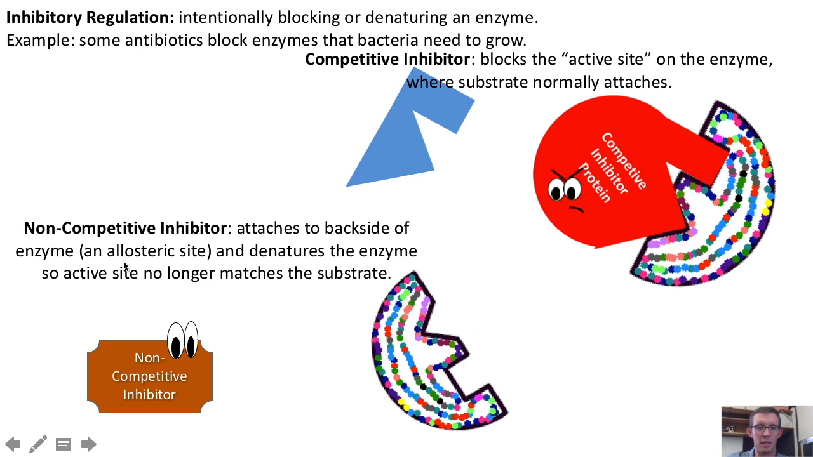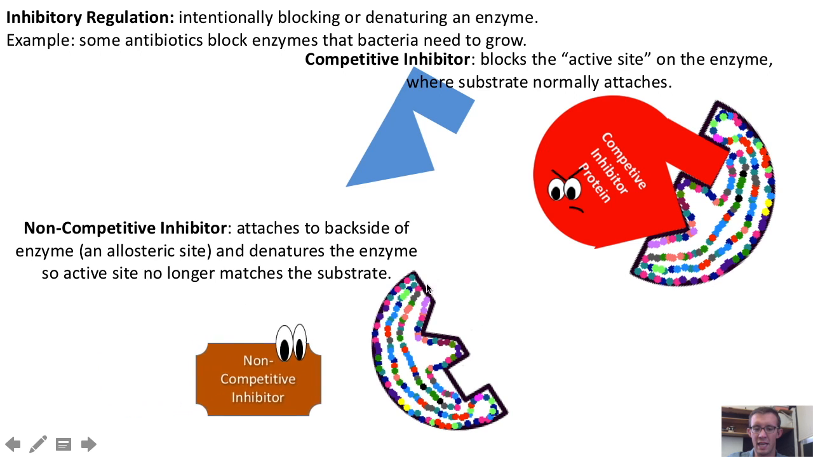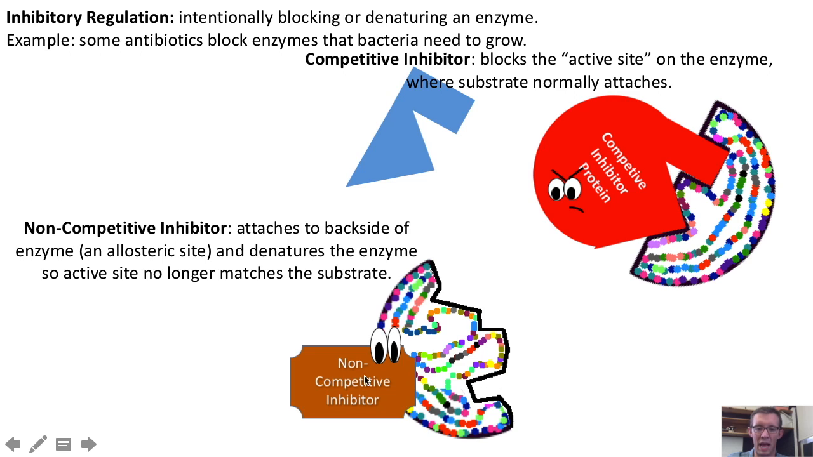Another type of inhibition involves non-competitive inhibition, in which an inhibitor attaches not to the active site of the enzyme, but to the back side of the enzyme, an allosteric site, a different site on the enzyme, and that causes the enzyme to kind of bulge out, to distend here, preventing it from matching with its substrate. And that's it.